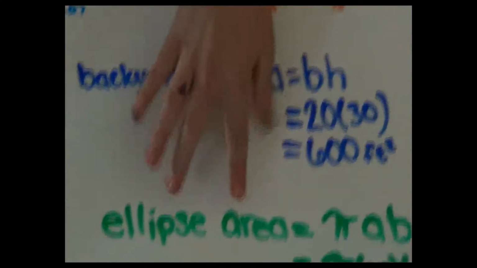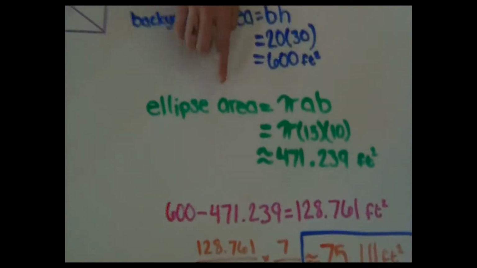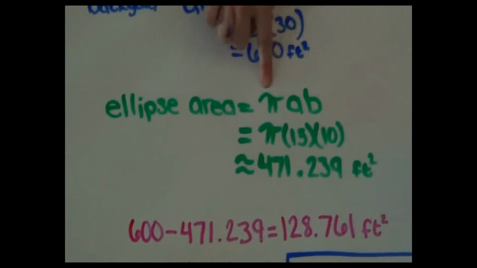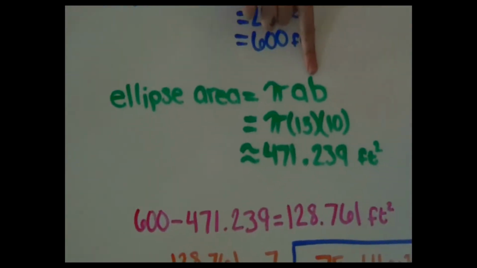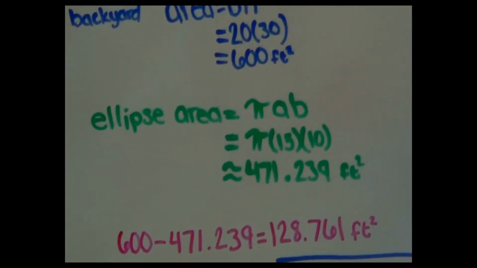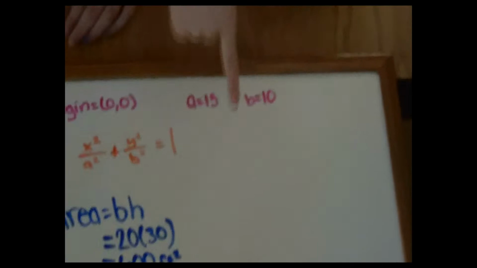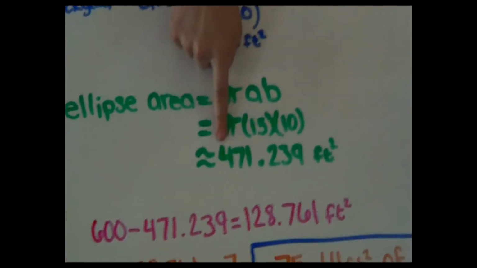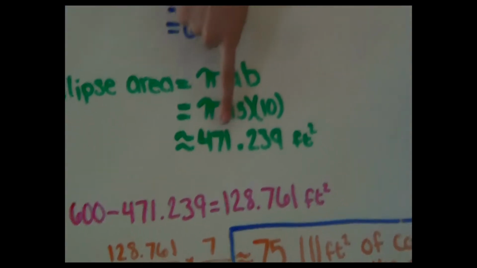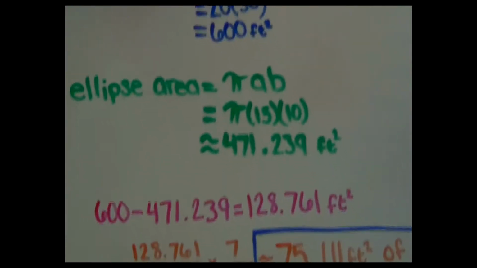Now we're going to look at the area of what our elliptical pool is going to be. And the formula for that is pi times a times b. So that gives us pi times the 15 times the 10. And then after you crank that math out, it'll be approximately 471.239 feet squared.